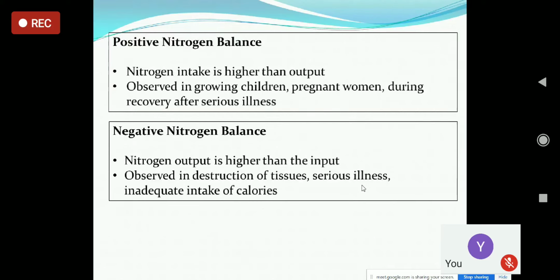Sometimes some amount of nitrogen is lost from the body, depleting the body protein, and this is said to be negative nitrogen balance. Nitrogen output is higher than the input, and this is observed in cases of destruction of tissues, serious illnesses, and inadequate intake of calories.